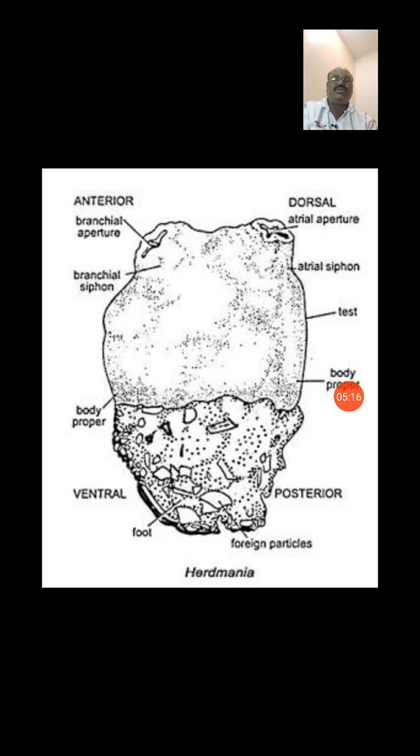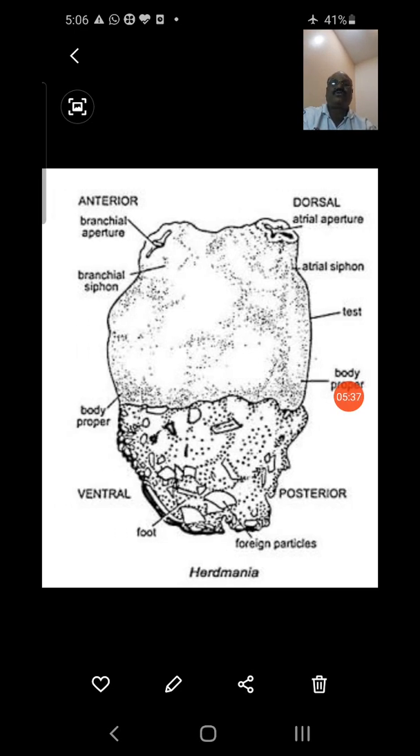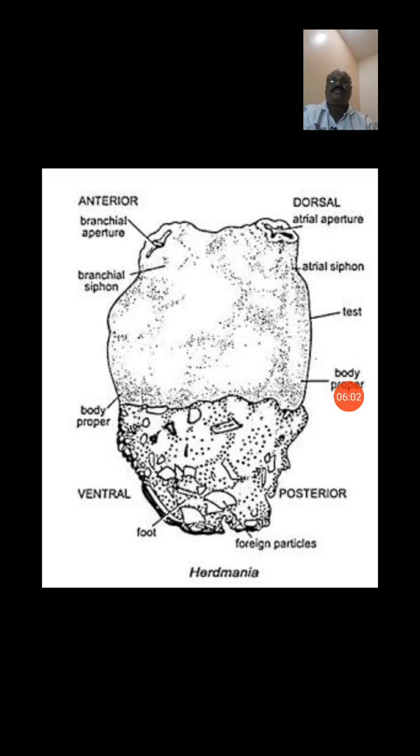Now, I have just told you the divisions of the body. The two divisions of the body are the body proper and the foot. This body proper has the anterior and dorsal side, the branchial aperture, the atrial aperture, and the body is covered by the test. This portion is called the body proper, and the lower side is called the foot. Now, why is it called foot? Because of this portion, this animal gets attached to the rocky substratum at the bottom of the sea, and this portion is dirty, having attached sand and other debris of the sea bottom. So in this way, this animal has two divisions: body proper and a foot.